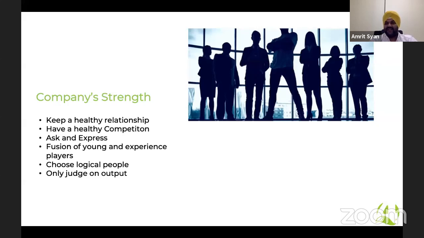We never judged anybody on anything other than output. Only judge on output, guys. Bhavna is the biggest revenue generator of the company, bigger than me, in fact, because we never judged anybody on their looks, gender, anything. Just judge on your output, guys. So this is where you strengthen the company.